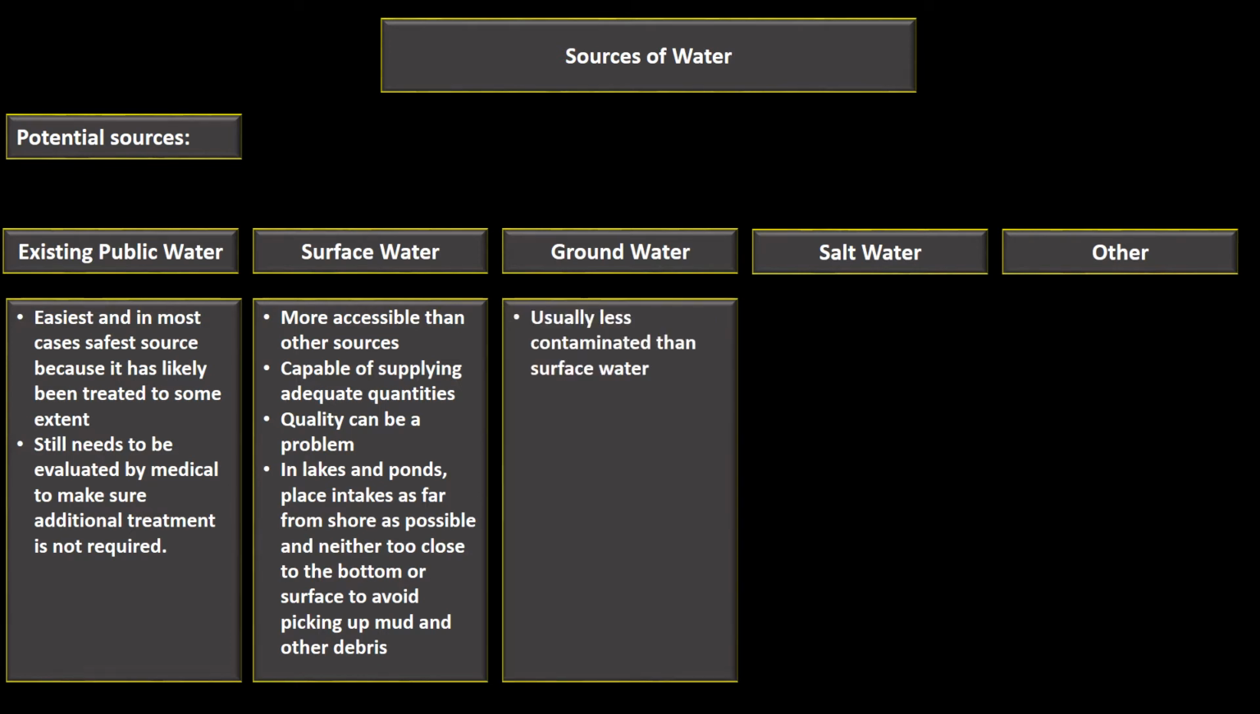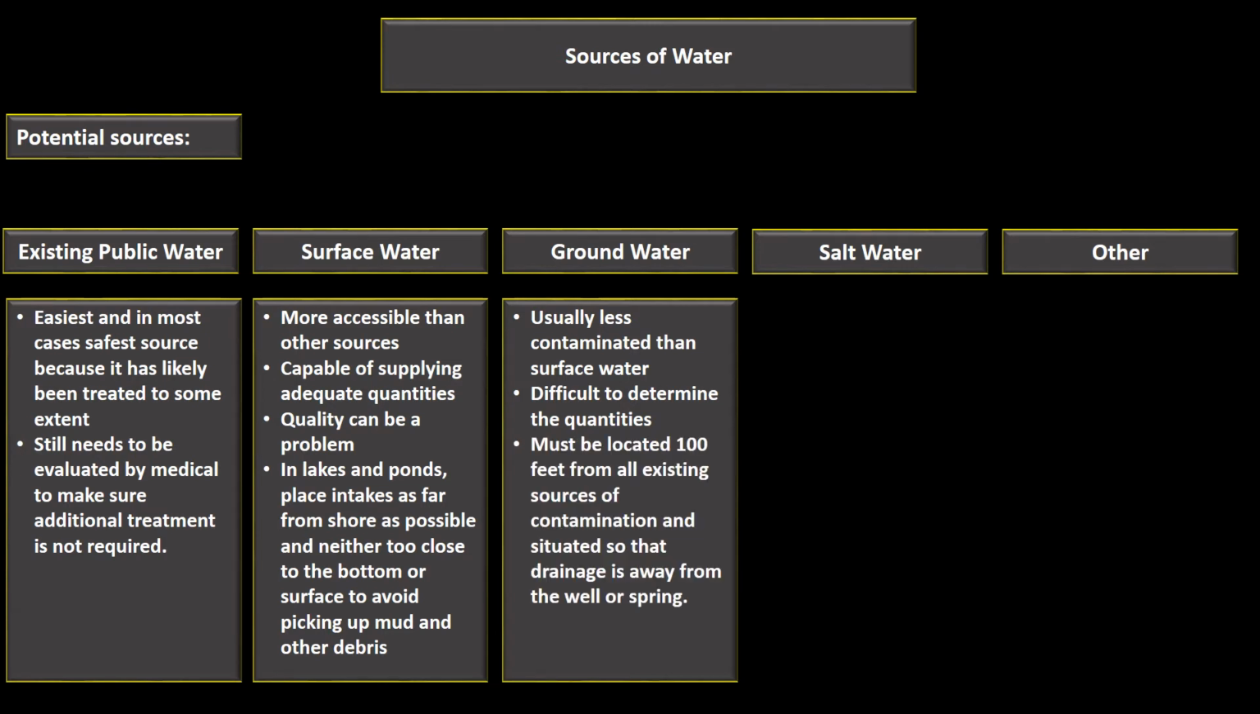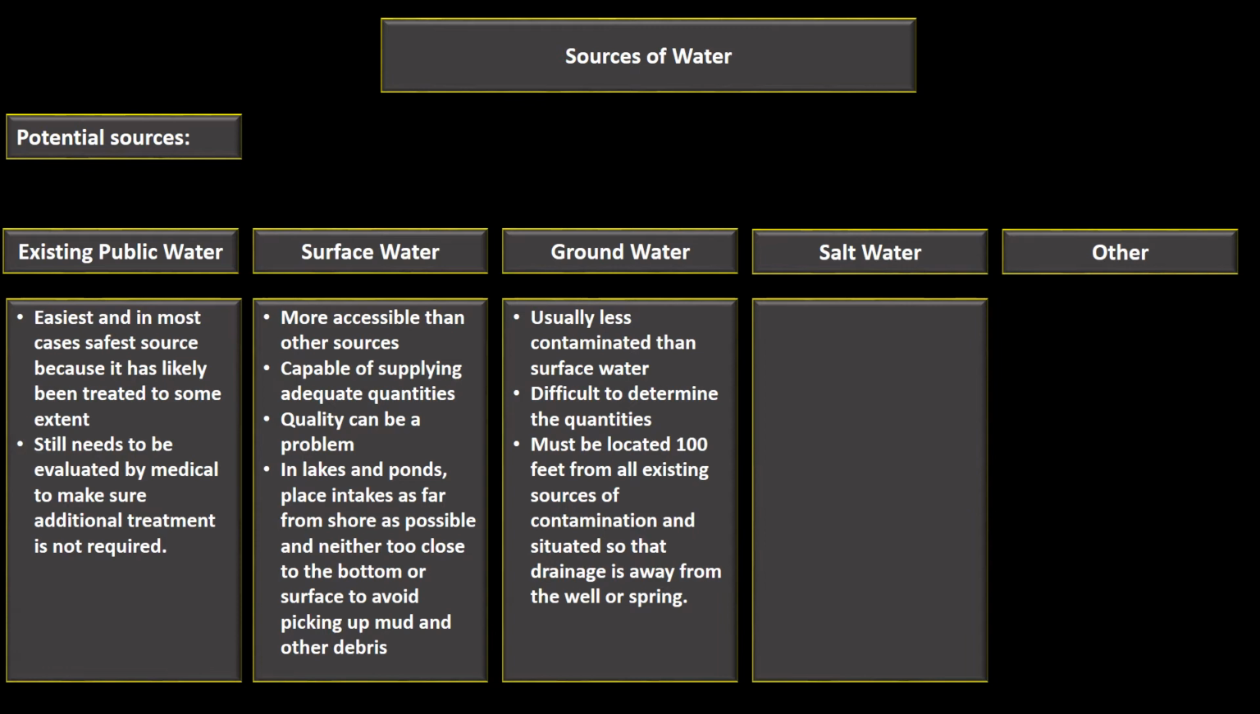With groundwater, it's usually less contaminated than surface water. But it's difficult to determine the quantities, because it's underneath the ground. These are wells or underground springs. So it can be difficult to get a good idea how much is there, so we can't estimate the quantities. And then we also have to make sure they're located at least 100 feet from all existing sources of contamination and situated so that drainage is away from the well or spring, the underground spring.